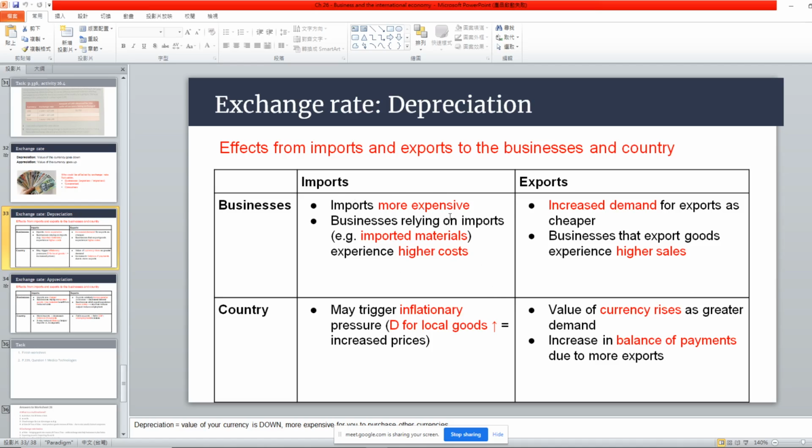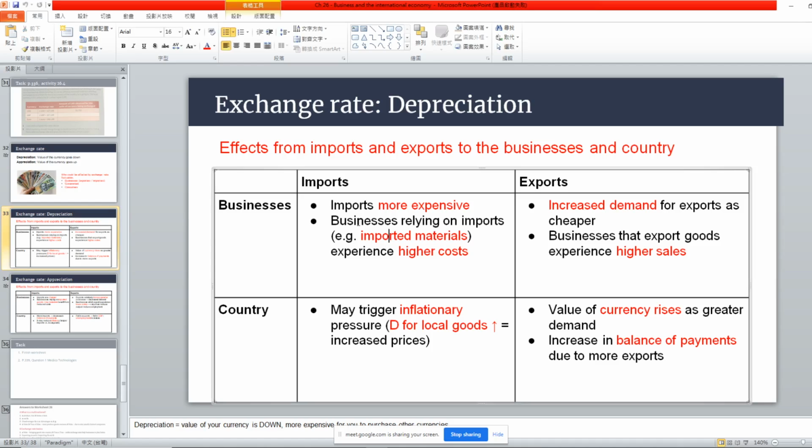When you talk about imports, it's going to be more expensive, right? We know it, because the value of our currency is getting lower and lower. So definitely it's going to be more expensive when we are buying things overseas. When it comes to imports, it means we are buying things overseas. When it comes to exports, we are selling things to other countries.